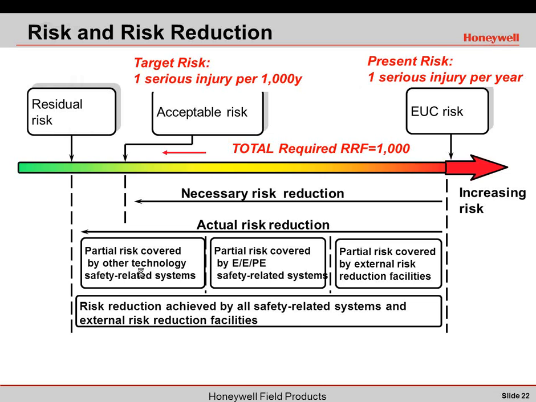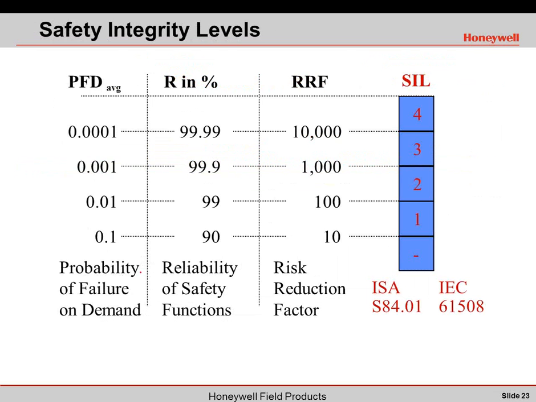Now that brings us to safety integrity levels, or SIL. You remember back earlier I was talking about SIL levels, and we said that the SIL levels are 1 through 4. And you'll notice each level corresponds to a particular risk reduction factor. Now, if you look at the risk reduction factor and the SIL level, they correspond, as well as the reliability of your safety functions, and your probability of failure on demand.